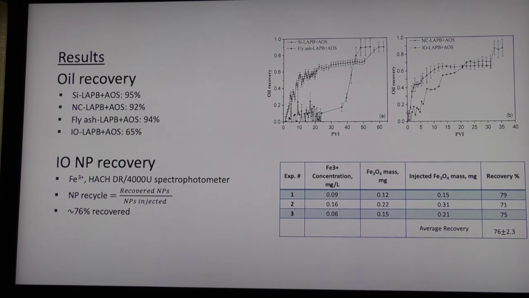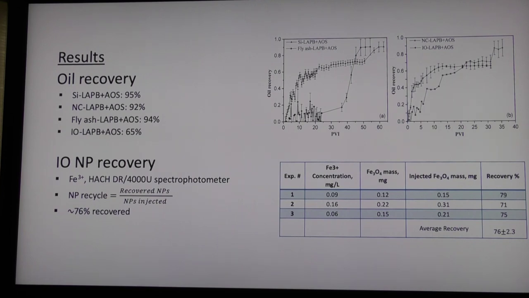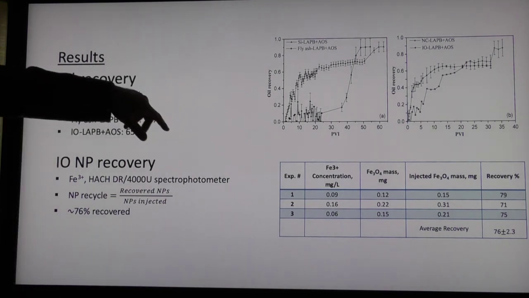So what we found is that for the iron oxide nanoparticles, with our simple benchtop magnets, we removed 76% of the nanoparticles. And for field application, it would be interesting to explore how we could remove more of it. So instead of having to bring in more of this material to the site, you recycle significant amounts. That also helps with the economics and the environmental footprint of this work. And we show that it does impact the ability to recover what's in the ground.